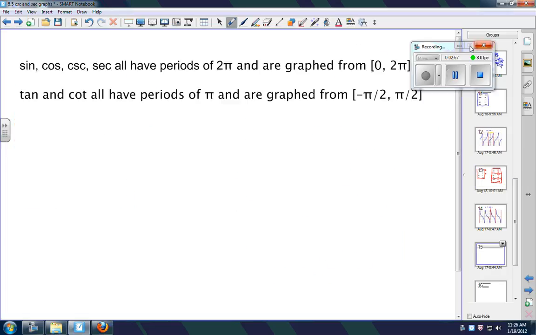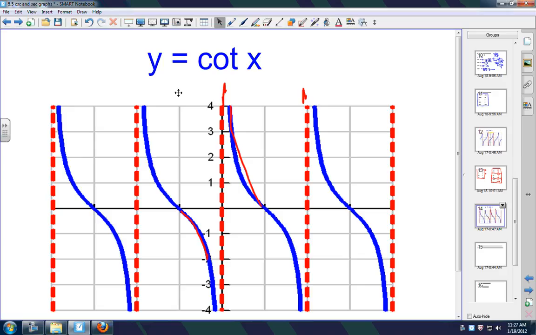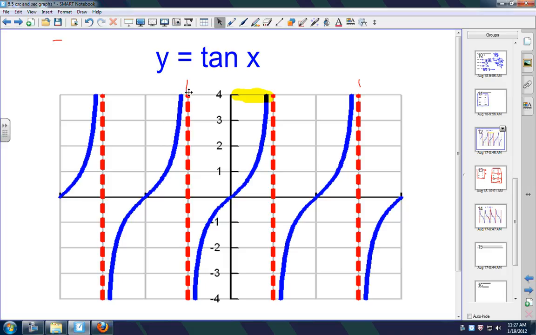Okay, so to kind of summarize it up, sine, cosine, cosecant, secant, all got periods of 2 pi, and they're all graphed from 0 to 2 pi. That's how we've looked at them. Tangents, cotangents all have a period of pi. They're graphed from -half a pi to 1 full pi. For a cotangent, -half of a pi to 1 full pi.